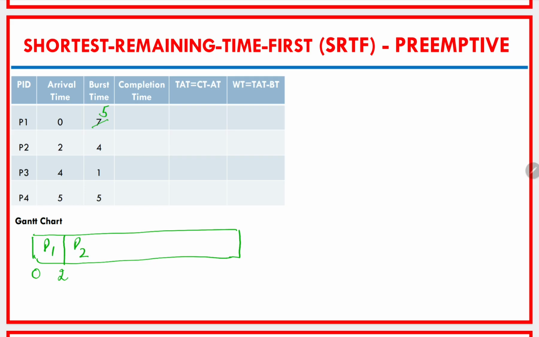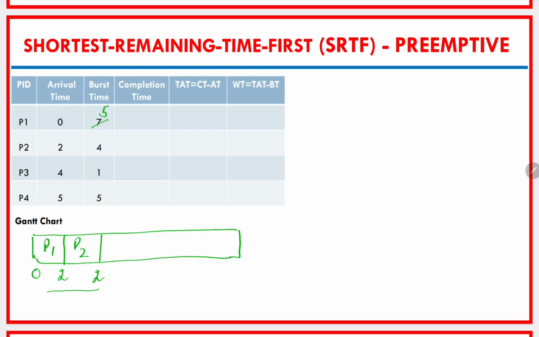But if you see over here, 2 milliseconds for process P2 have elapsed. Fine. So only 2 milliseconds have elapsed. What happens over there? Another process P3 enters the system because it enters at time t equal to 4. So if you see over here, only 4 milliseconds have elapsed over here. Fine.